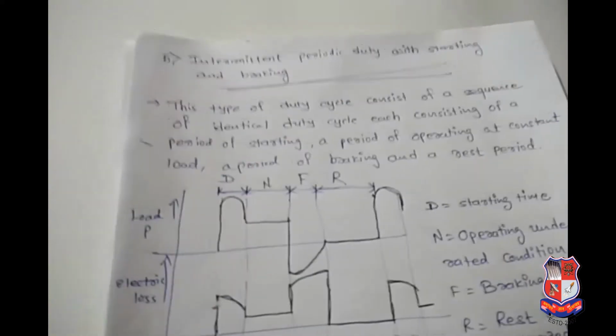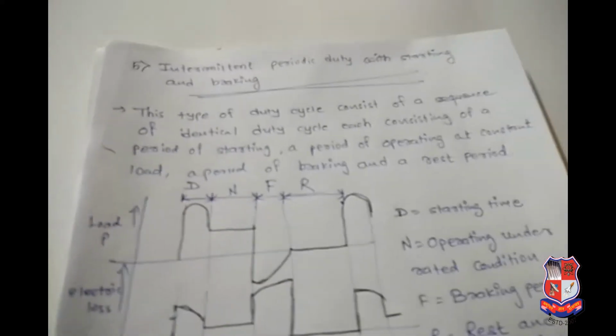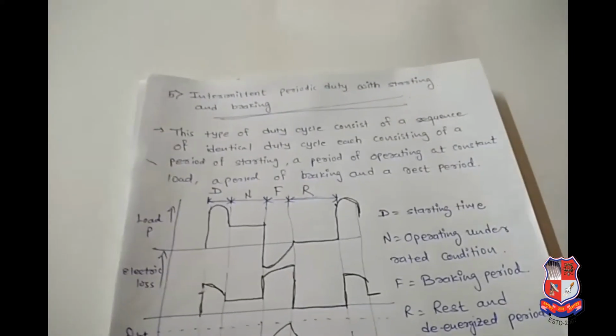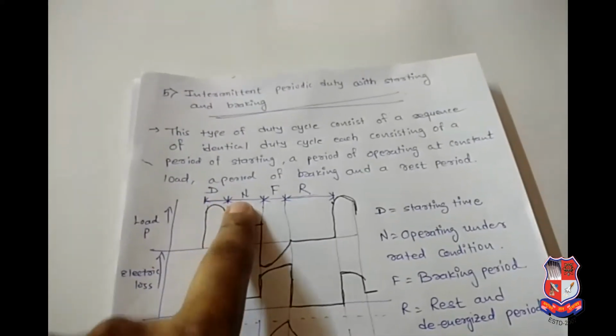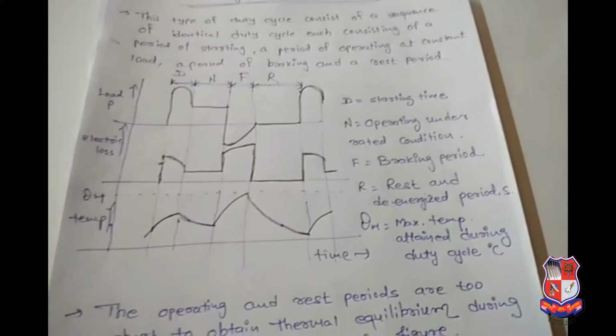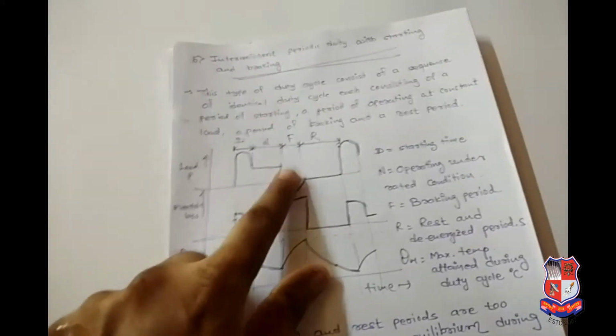Now the fifth one is known as intermittent periodic duty with starting and braking. Again, we discuss this type of duty in the duty cycle. There are a total of 4 types of cycle, which include D plus N plus F plus R. According to the name of this type of duty cycle, D is the starting time, N is operating under rated condition, F is the braking period, and R is the rest period. So according to the graph, here D plus N plus F.